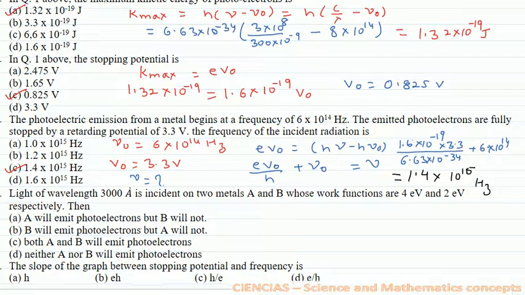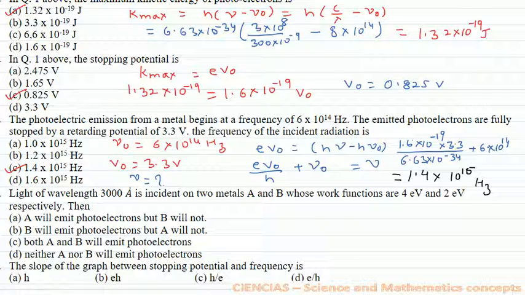Now in question number 5, we are given light of wavelength 3000 angstrom incident on two metals A and B, whose work functions are 4 electron volt and 2 electron volt respectively. Then option A: A will emit photoelectrons, B will not. Option B: B will emit photoelectrons, A will not. Option C: both A and B will emit photoelectrons. Option D: neither A nor B will emit photoelectrons.